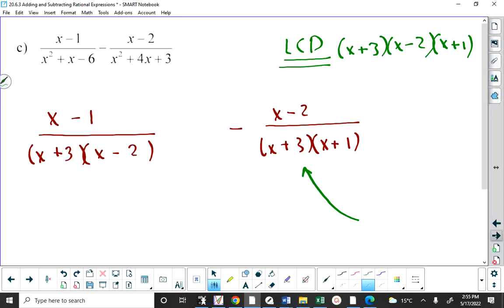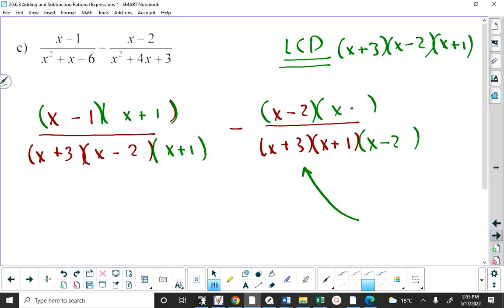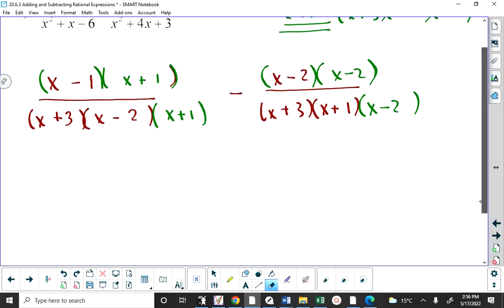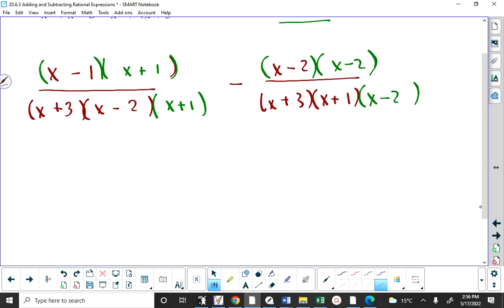That means that I have to multiply the top and the bottom of this by whatever factor it doesn't already have. And it does not have an x plus 1. So now it will. I need to multiply the top and bottom of this by the missing factor of x minus 2. Now I can put them together and have the whole thing over x plus 3, x minus 2, x plus 1.